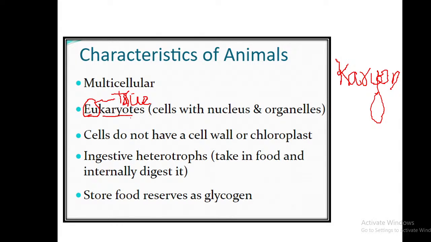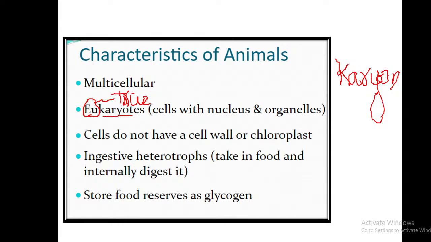ഇനി എന്താണ് ഒരു true nucleus? Eukaryote എന്ന് വെച്ചാൽ eu means true, karyon means nucleus. Yes, nucleus enclosed within a nuclear membrane. അപ്പോൾ ട്രൂ ന്യൂക്ലിയസ് എന്ന് പറഞ്ഞാൽ ന്യൂക്ലിയസിന് ചുറ്റും ഒരു മെംബ്രെയിൻ ഉള്ളതിനെയാണ് ട്രൂ ന്യൂക്ലിയസ് എന്ന് പറയുന്നത്. അപ്പോൾ ട്രൂ ന്യൂക്ലിയസ് ഉള്ള ഓർഗാനിസത്തിനെയാണ് നമ്മൾ യൂകാരിയോട്സ് എന്ന് വിളിക്കുന്നത്.